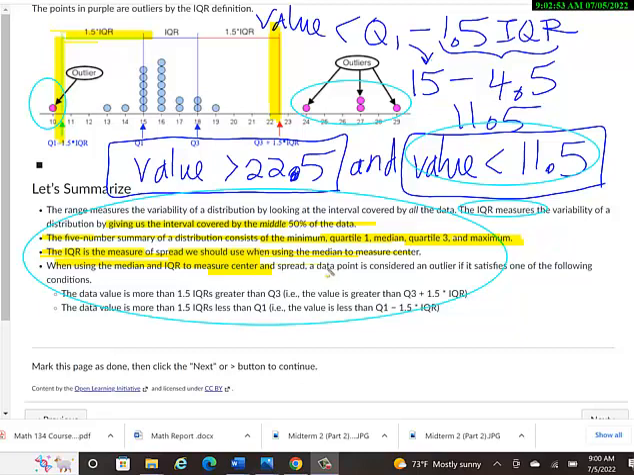When using the median and an interquartile range to measure center and spread, a data point is considered an outlier if it satisfies one of the following conditions. So these, like I said before, would be something to write down. If a data value is more than 1.5 interquartile ranges greater than Q3, i.e. the value is greater than, so you might want to write that as a little formula, Q3 plus 1.5 IQR. The data value is more than 1.5 IQRs less than Q1, i.e. the value is less than Q1 minus 1.5 IQR. So now we have an actual way to calculate whether something's an outlier or not. That is if we use median to measure the center.